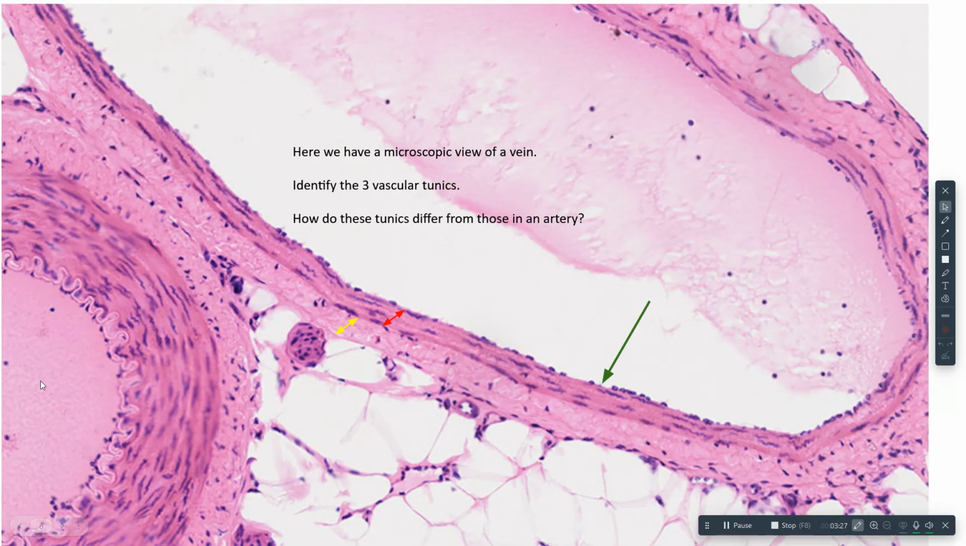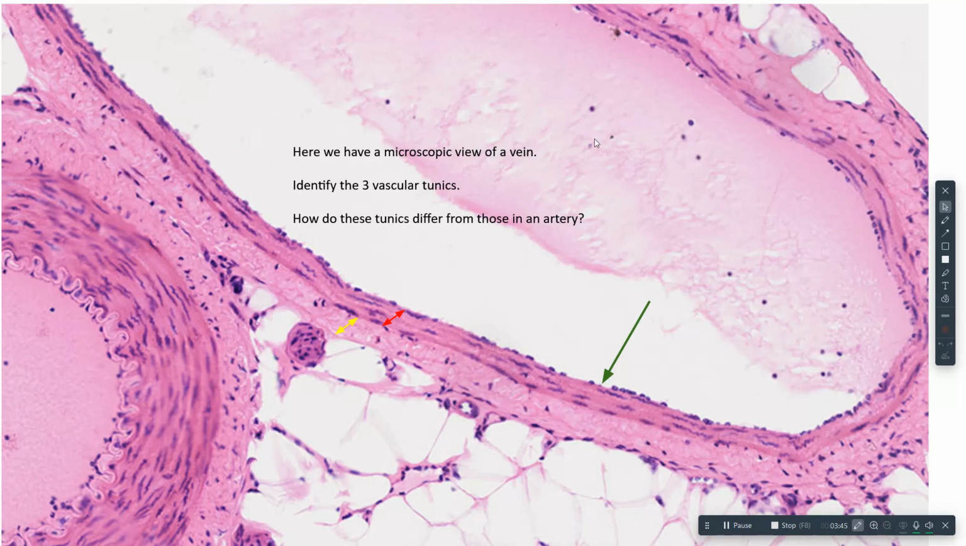Here I have an artery, not the whole thing, but this is an artery over here. Blood in the middle. The wavy line is my tunica interna. This is my tunica media. And right here I've got my tunica externa.